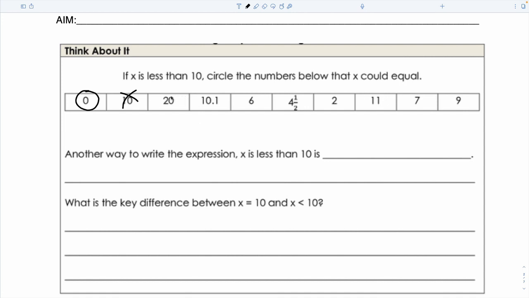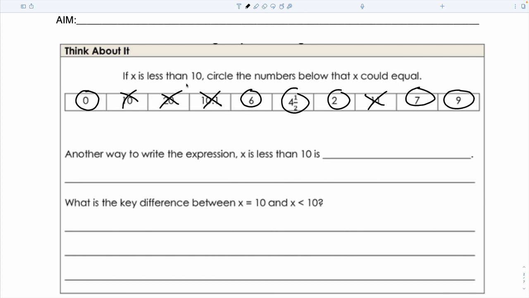20. Definitely not less. 10.1. Close, but just over by 0.1. Yeah, that works. 4.5. That works. 2. That works. 11. No. 7. That works. 9. That works.